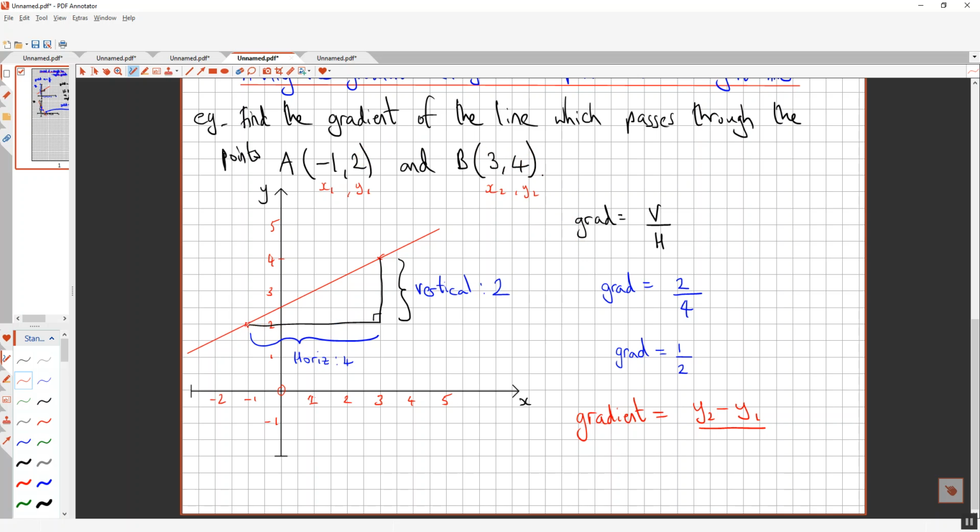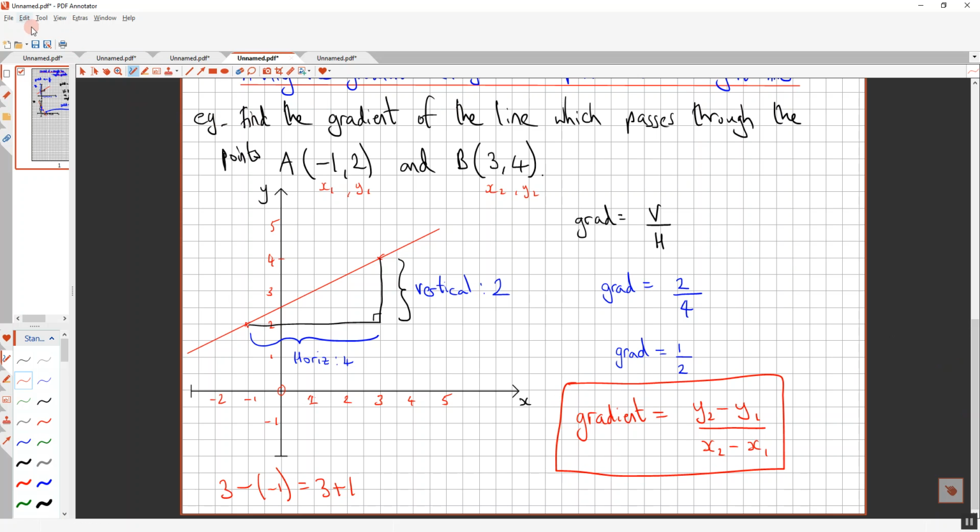What about my x coordinates? Now this is slightly more difficult to see, but we're going from 3 and we're subtracting off -1. 3 subtract -1. And remember, what's 3 subtract -1? Well, that's the same as 3 plus 1, which is 4, which is where we get the 4 from. So we're doing our x2 take away x1. So this is our formula for our gradient.